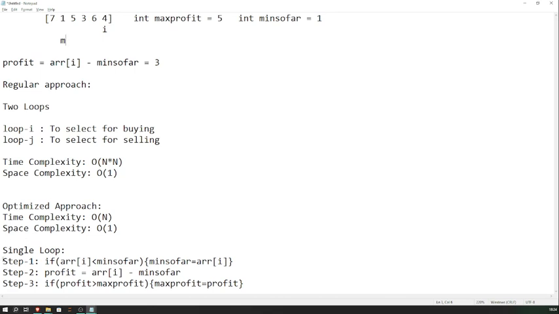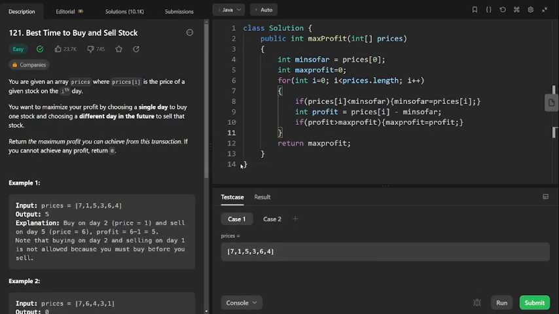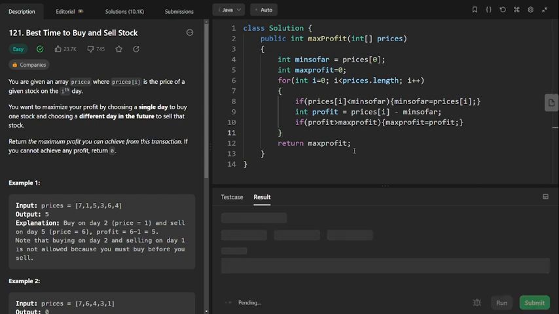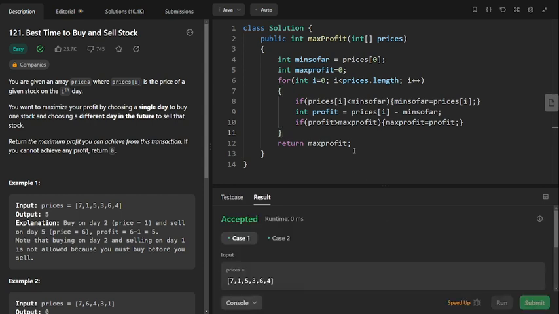So what was the simple step? Single loop I from 0 to length. Step 1, if ARR of I less than min so far, then update minimum so far. Calculate profit, which is ARR of I minus minimum so far. If profit is greater than maximum profit, then update maximum profit. As simple as that. Okay, let's see if it is working or we are getting any errors.